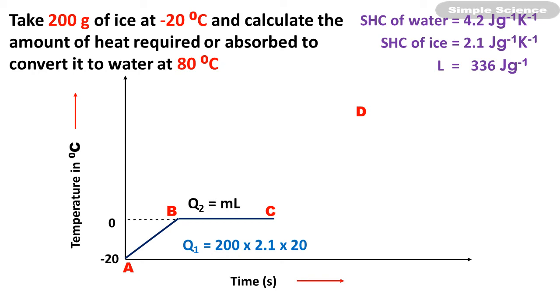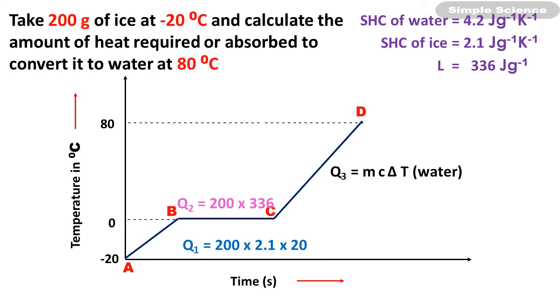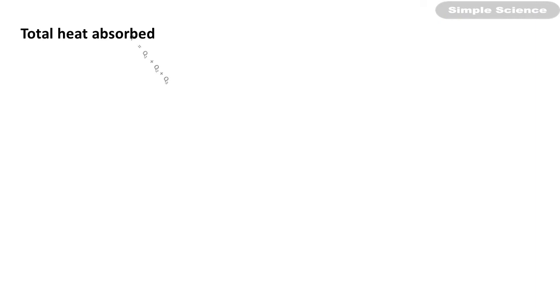So here we will use the formula ml. Q is equal to ml. So mass is 200 gram and L value is given in the question. Substitute the value. Now when the whole ice gets converted into water at C, from there the temperature will increase up to 80 degree Celsius. Now heat absorbed in this case will be Q3, mc delta T, which is equal to m is given 200, mass will remain same, and c of water is 4.2, and change in temperature is 0 to 80, that means 80 degree Celsius. Now substitute all the values.